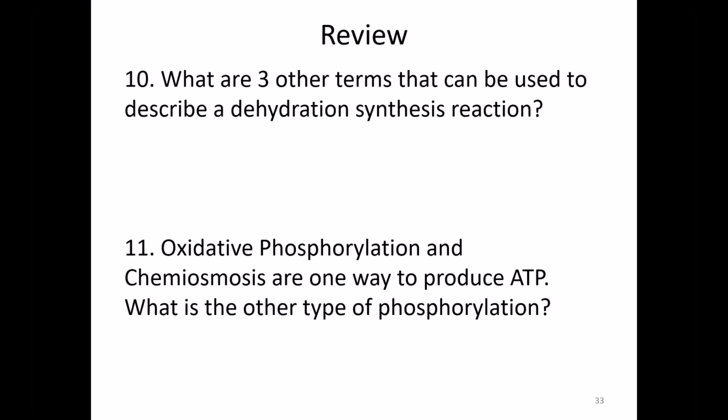So, what are 3 other terms that could be used to describe a dehydration synthesis reaction? Well, we could say it's a condensation reaction. We could say it requires an energy input, so it's an endergonic reaction. Or broadly, we could say it's an anabolic reaction. Number 11, oxidative phosphorylation and chemiosmosis are one way to produce ATP. What is the other type of phosphorylation? That is called direct or substrate level phosphorylation.